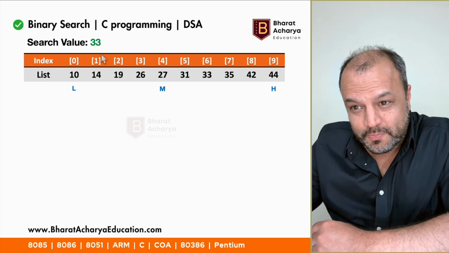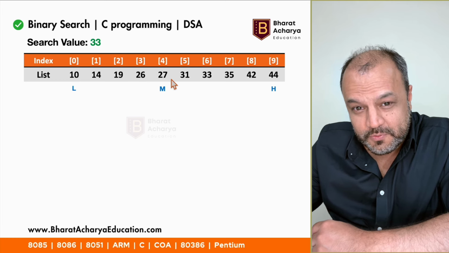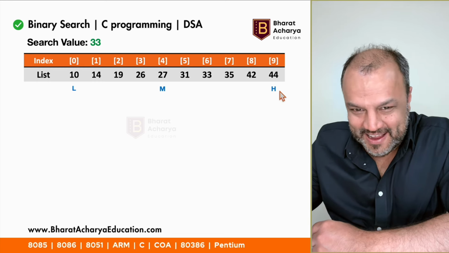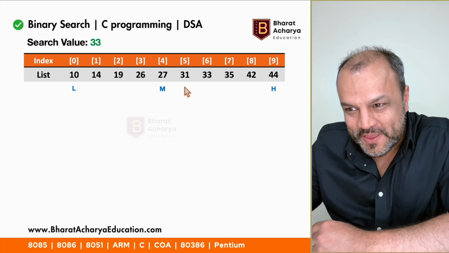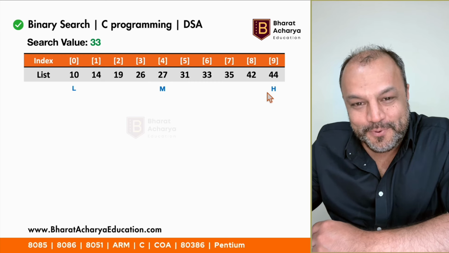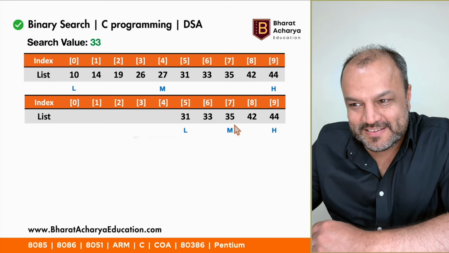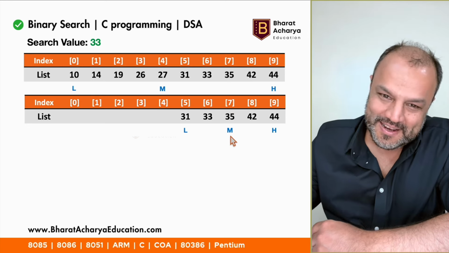That means this whole part of the series is eliminated. Now tell me, what will my new low be? 5. My new high be? 9. High will remain the same. Low will become m plus 1. So this is 5, this is 9, and midpoint is 7. This will be m. Correct? This is low, this is high, and midpoint is 7. This is m. Tell me, did you understand?